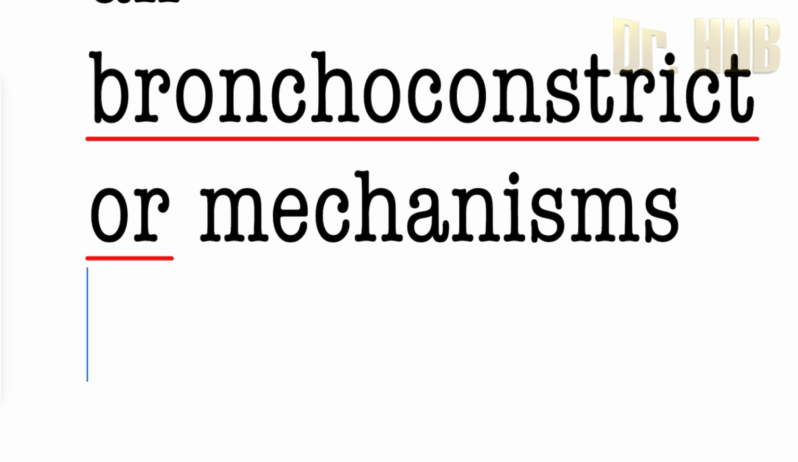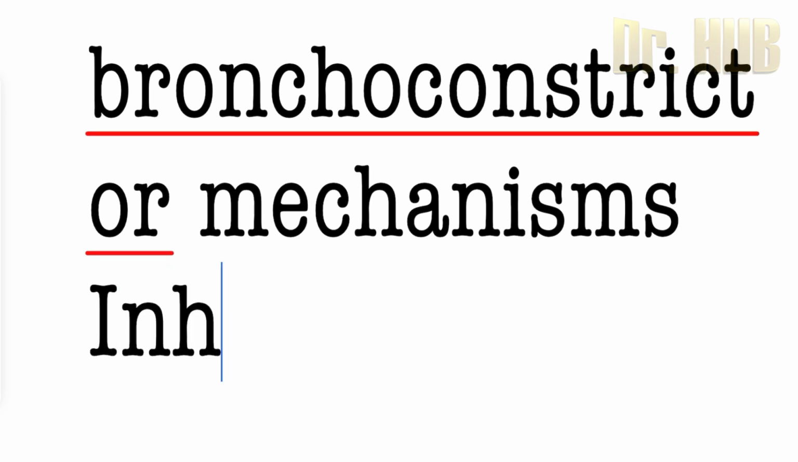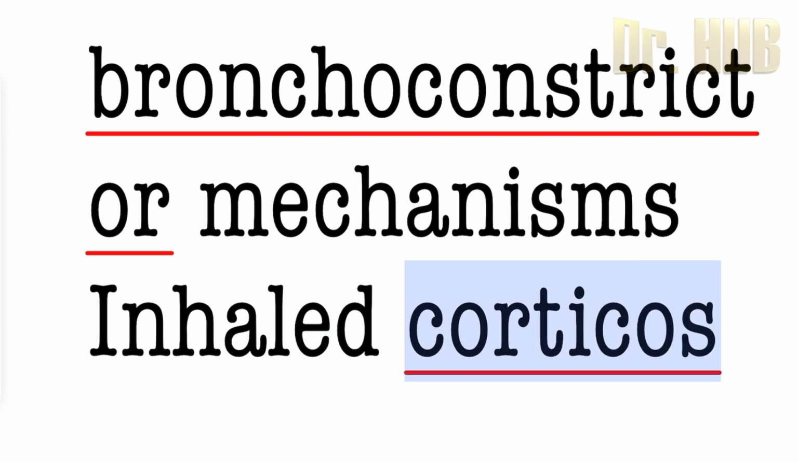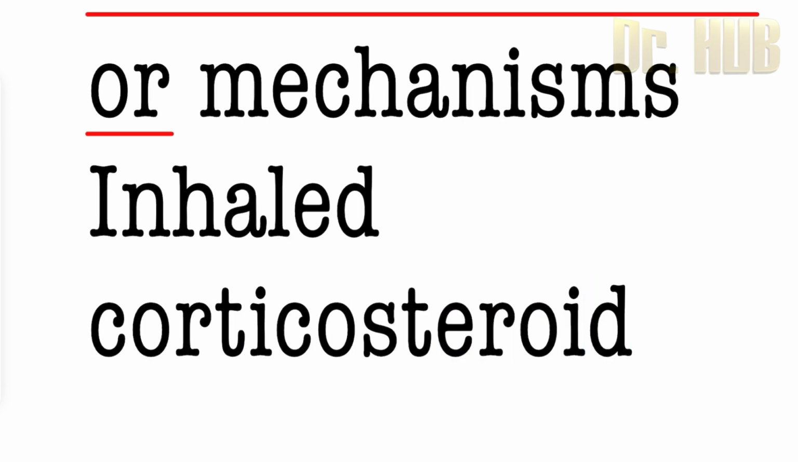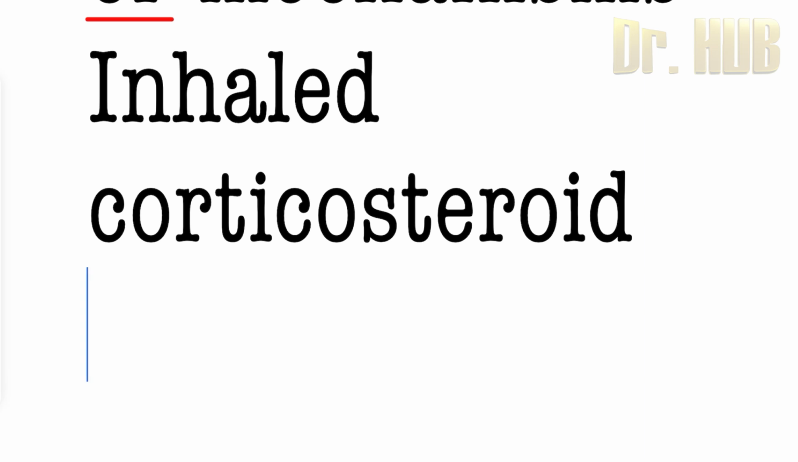Now let's move on to the uses and side effects. In terms of the longer-acting beta-2 agonist, these drugs are always used in combination with the inhaled corticosteroids, as we discussed earlier. Now moving on to the short-acting muscarinic antagonist and the long-acting muscarinic antagonist.